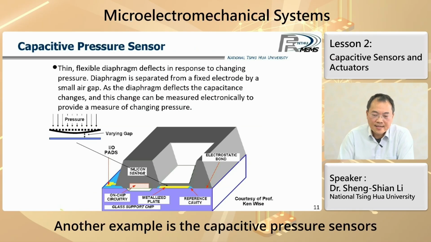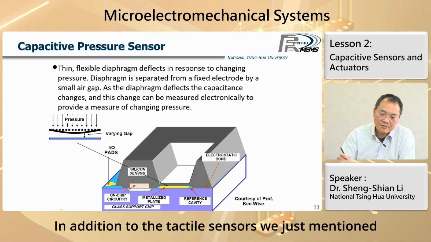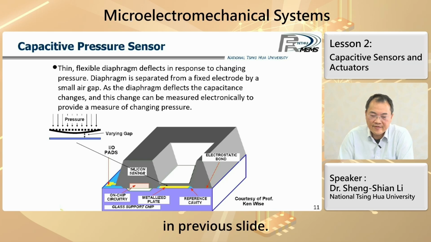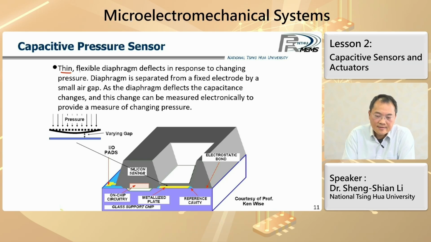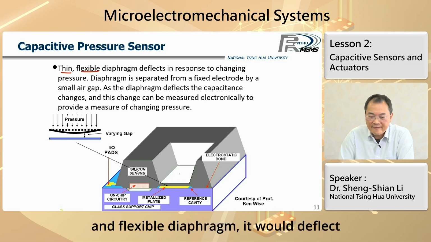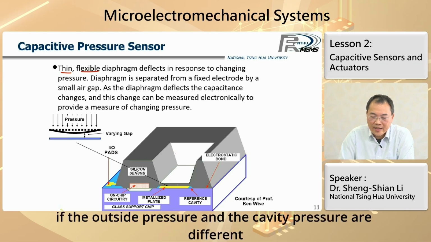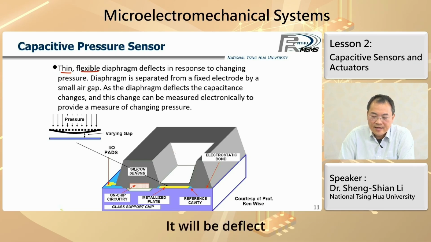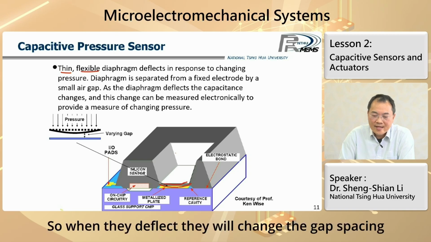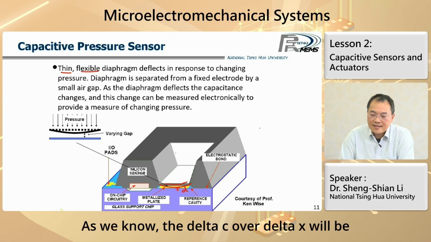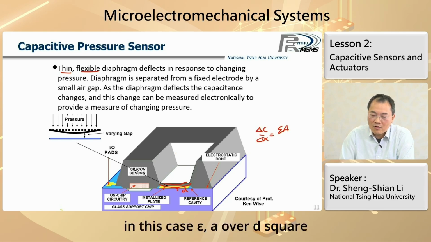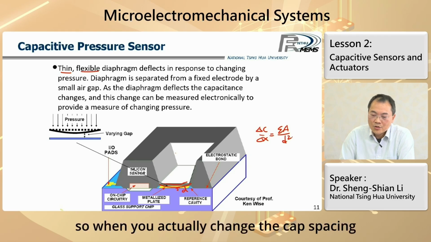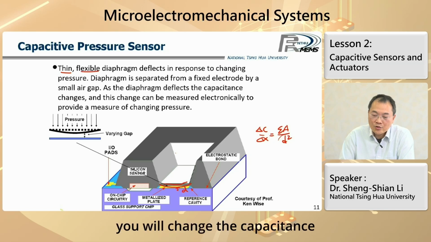Another example is the capacitive pressure sensor, in addition to the tactile sensor we just mentioned in the previous slide. A very thin and flexible diaphragm will deflect if the outside pressure and the cavity pressure are different. When they deflect, they change the gap spacing. As we know, delta C over delta X will be, in this case, epsilon A over D squared. So when you change the gap spacing, you change the capacitance.